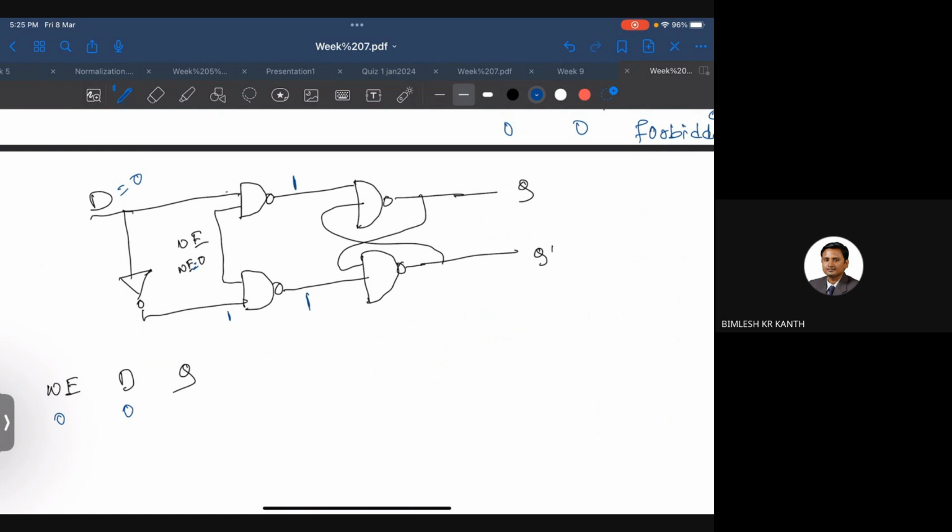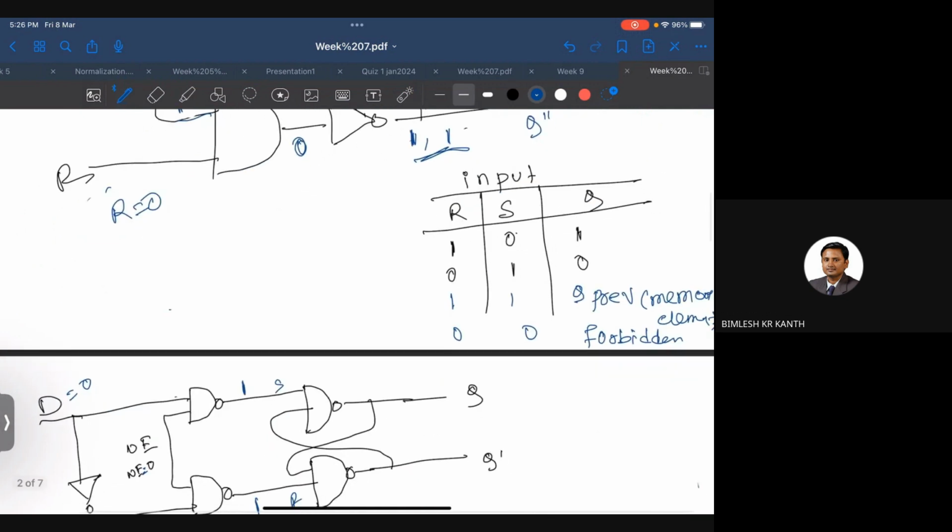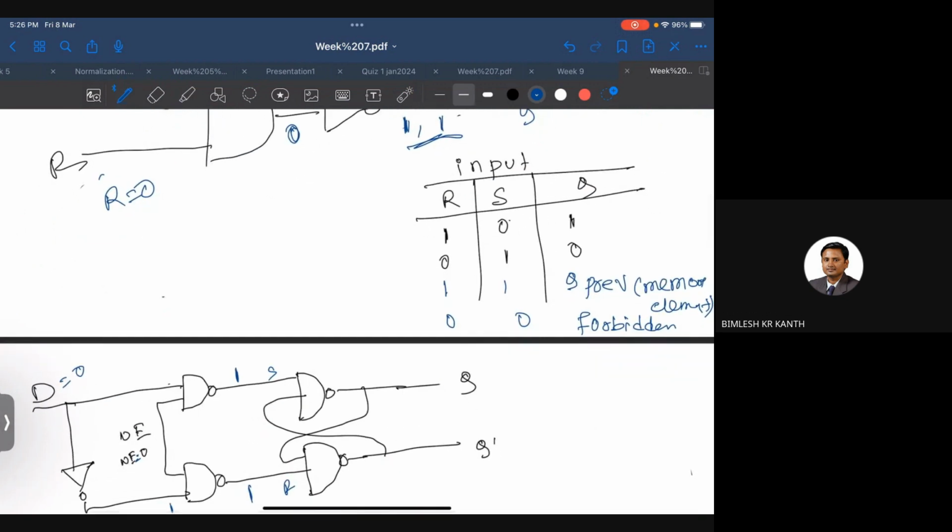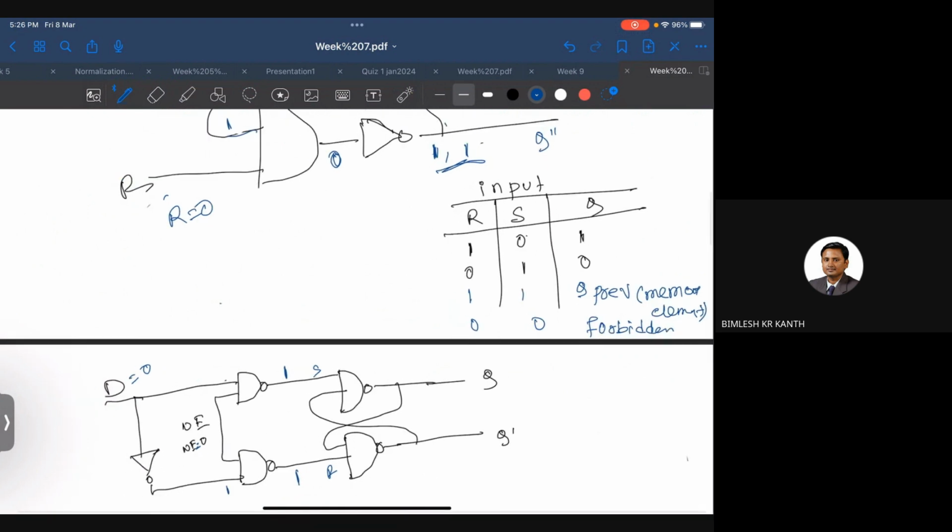Yes. And this is the RS latch, right? This is F, and this is S, this is R, right? So 1 1 means Q previous, right? Yes. What is this Q previous? Can you please explain once more? Previous means past, whatever the past.